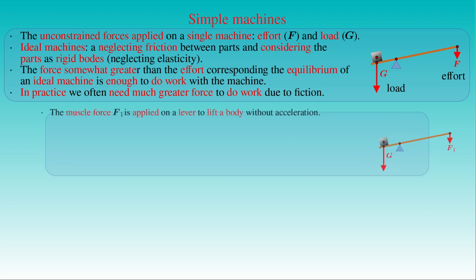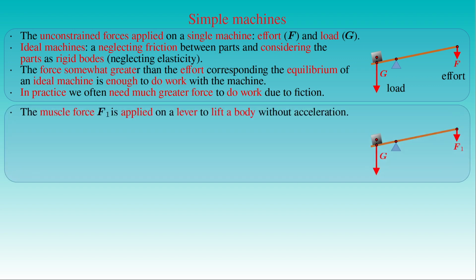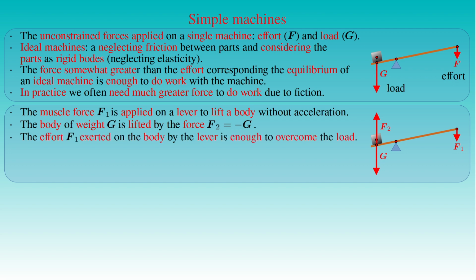If the muscle force F1 is applied on a lever to lift a body without acceleration, then the body of weight G is directly lifted by the force F2 equal to minus the weight G of the body. The effort F2 exerted on the body by the lever is enough to overcome the load G. In this sense, we can talk about transferring force from one body to another one, here from the lever to the body placed on the beam of the lever, that is, simple machines are used for transferring force.